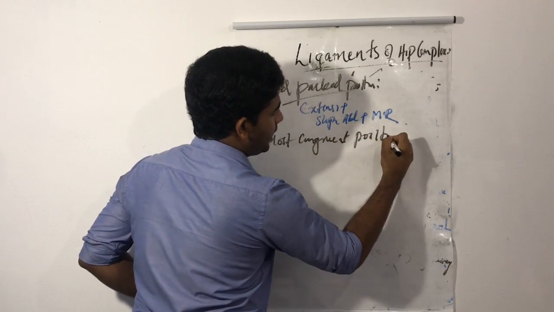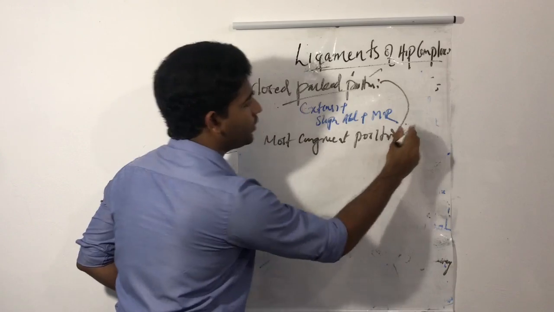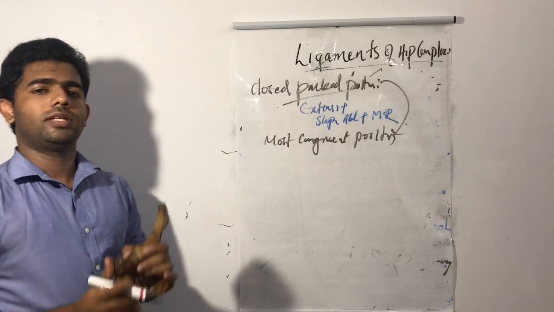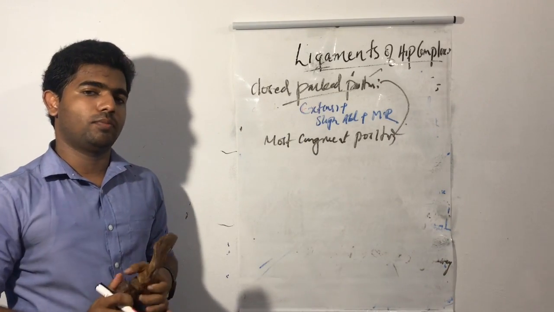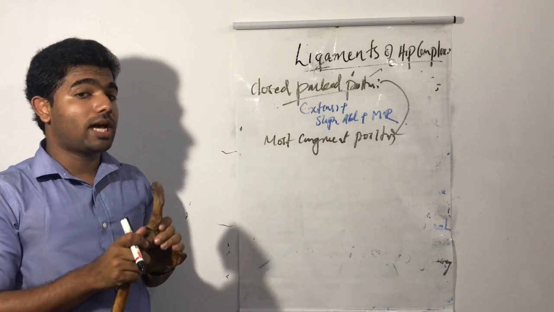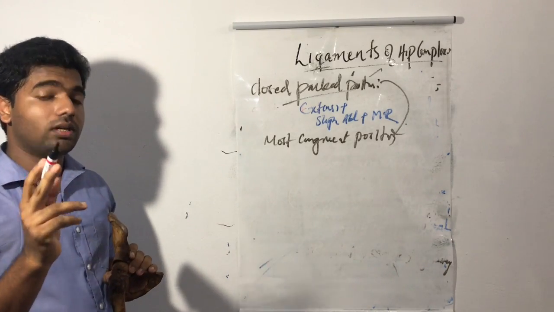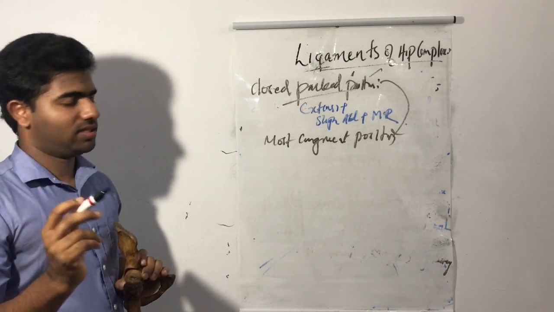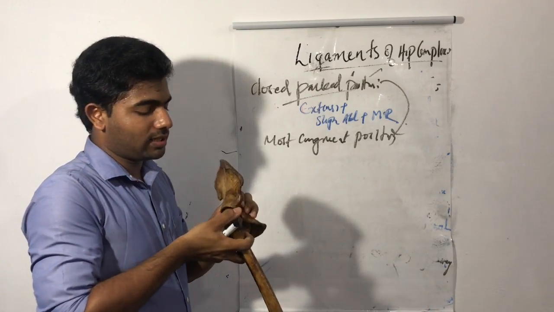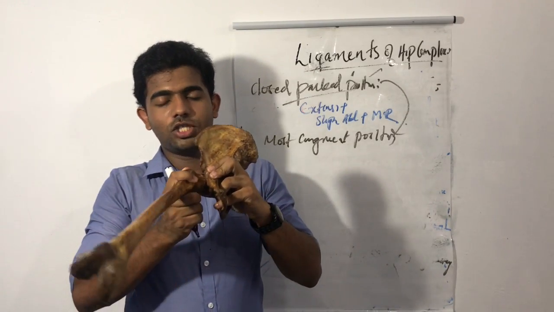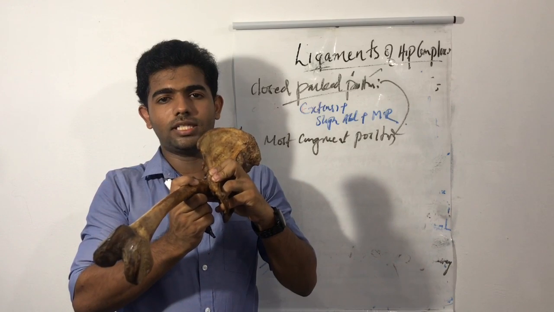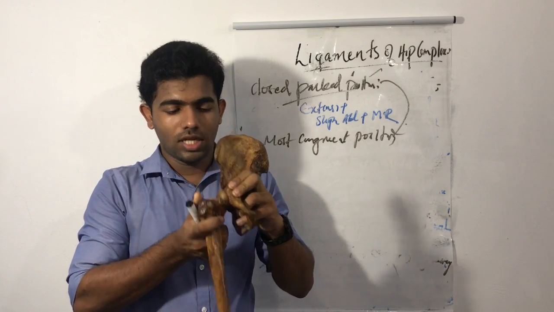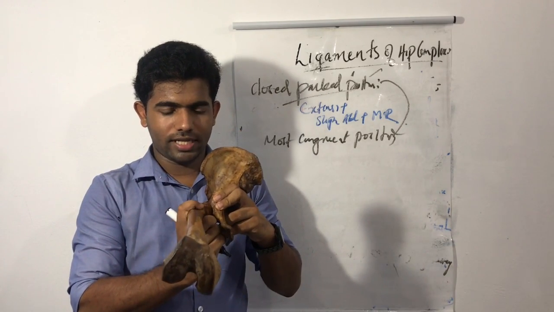So normally in every other joint, the closed pack position will be the position of most congruency, maximum articular congruency. But in the hip joint, that is not the case. There is a difference. The most congruent position is flexion with abduction and slight lateral rotation.